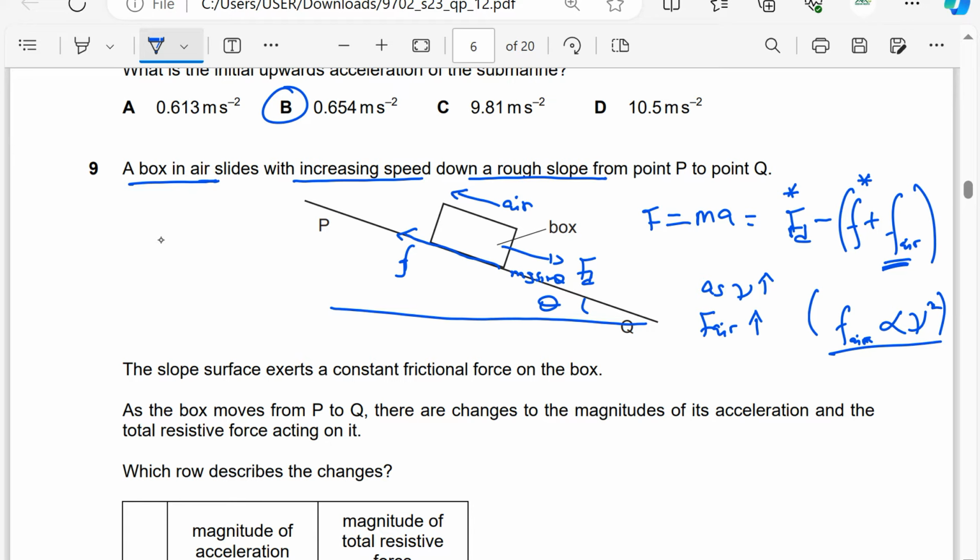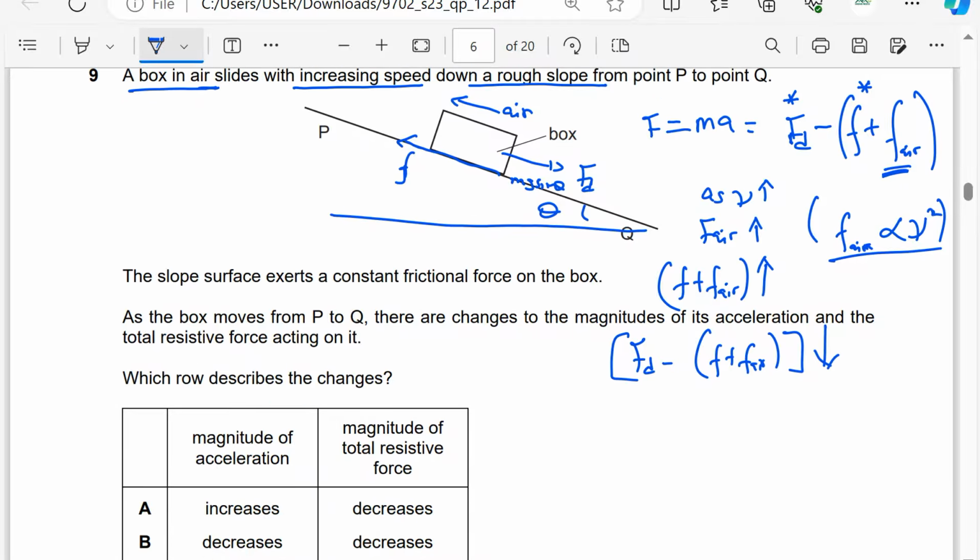So since the force due to air resistance increases, the sum of F plus F due to air resistance increases, which means that Fd minus that becomes smaller. So Fd minus F plus F due to air, the whole of this quantity decreases. What does that mean? The resultant force has decreased, and resultant force is equal to ma. So the acceleration has also decreased.